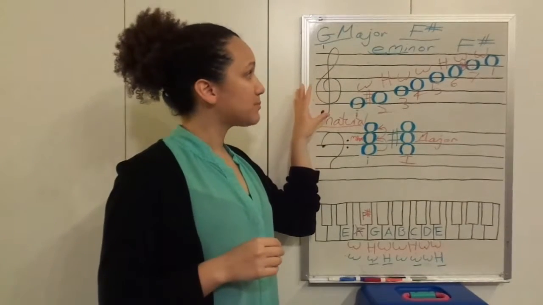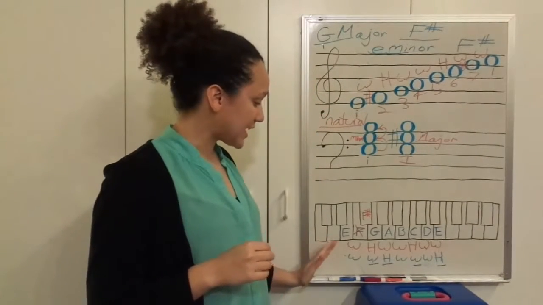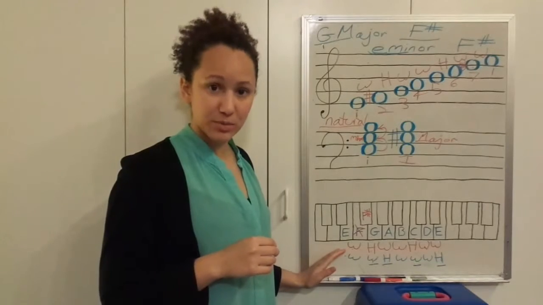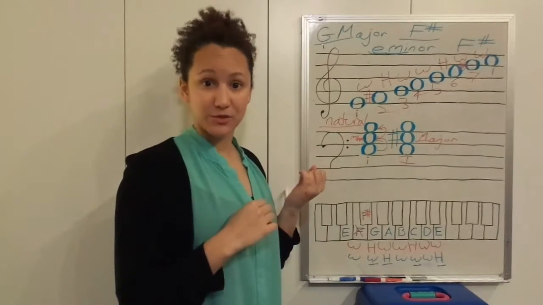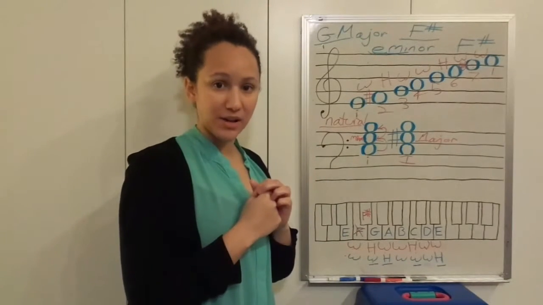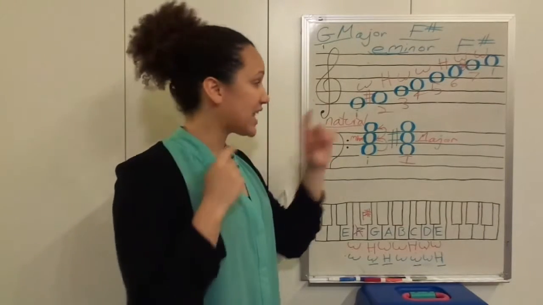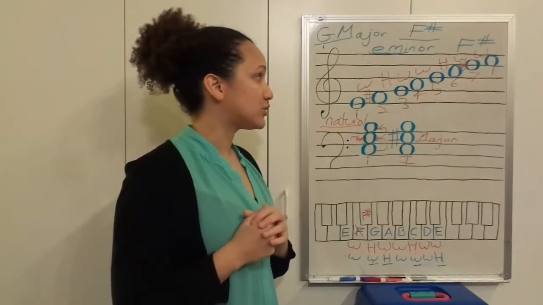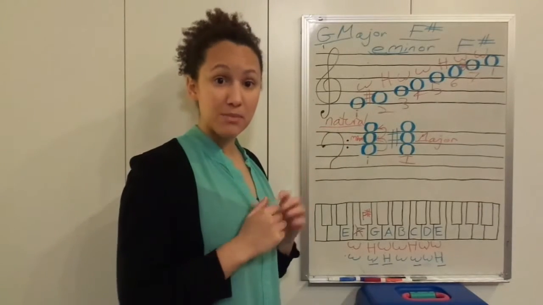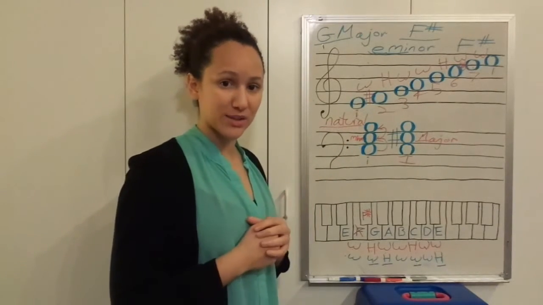If you have a hard time picking up visually, go ahead and play it. When you play it out on your instrument, then you can hear the difference between the major and the minor as well. But it's always best to be able to do them both by listening and also visually. So try to memorize that pattern, and that will help you as well.